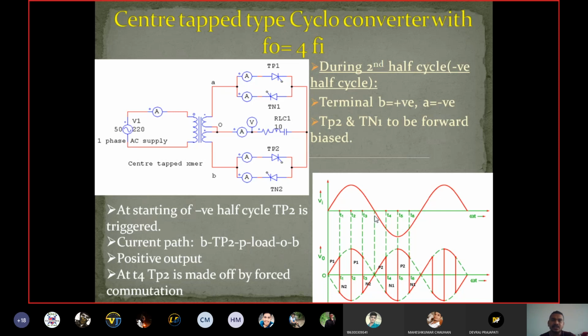So this TP2 becomes on and current is flowing through the path B to TP2, TP2 to P, P to load, load to O, and O to B. That means the direction of current flowing through the load is from P to O, and direction P to O is the positive direction. So we are getting the positive output. Look at this waveform, we are getting the positive output.